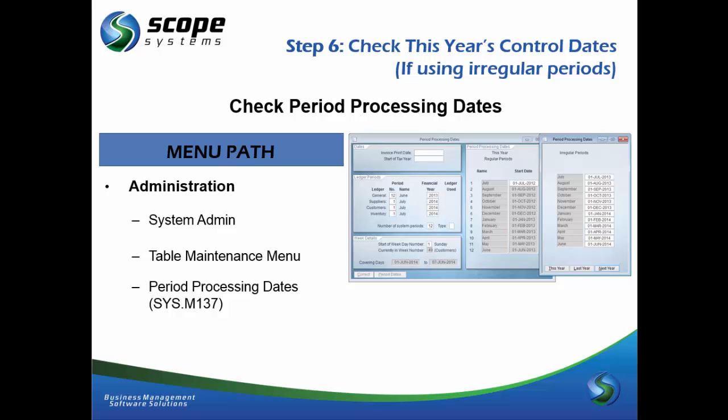Step 6. Check this year-end's control dates. Check in period processing dates. Please note that the processing dates must be done prior to rollover, and the screen has changed with the introduction of 720. The menu path would be administration, system admin, table maintenance menu, period processing dates.